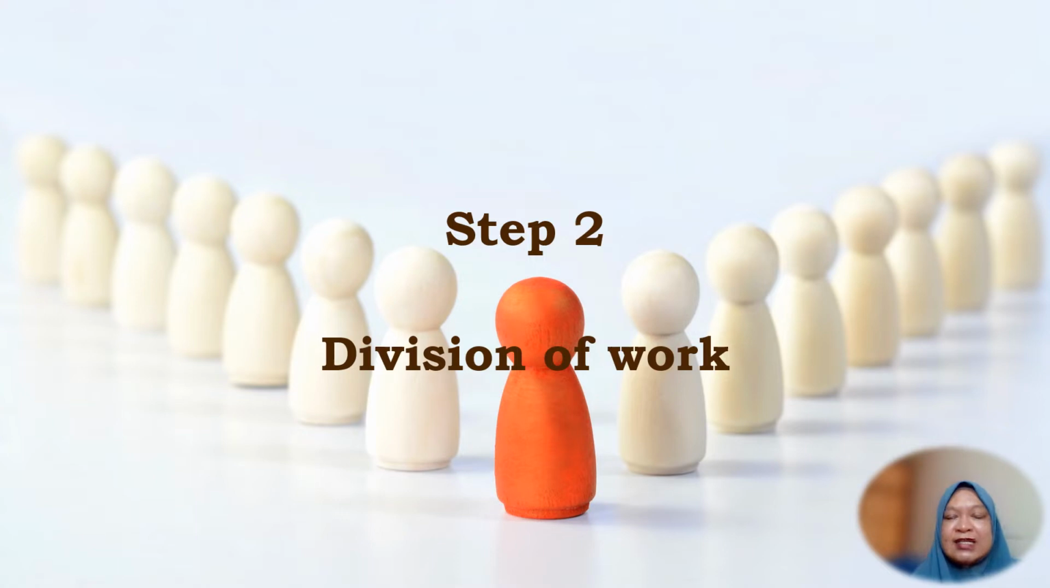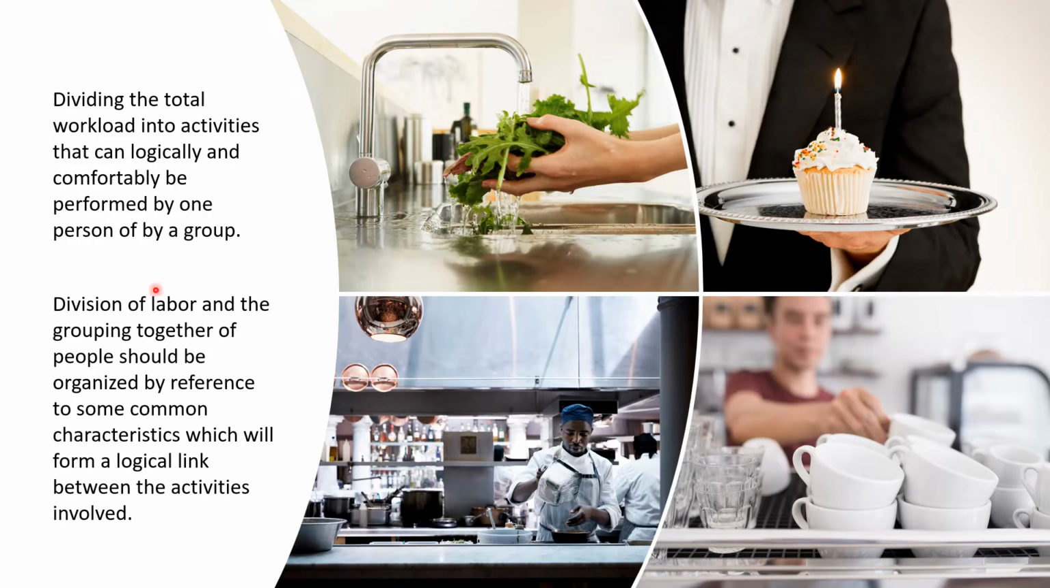The second step is division of work. This means dividing the total workload into activities that can logically and comfortably be performed by one person or by a group. You already listed out all the activities, so now you have to divide them.